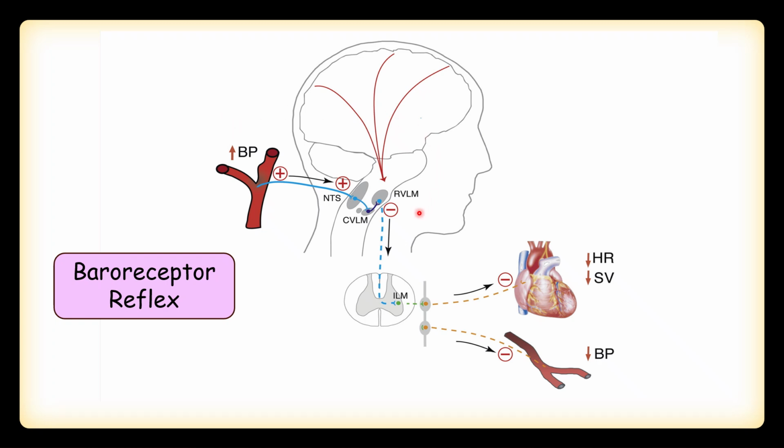So the vasomotor center, in turn, through the intermediolateral column of the spinal cord, causes vasodilatation of the blood vessels, which leads to decrease in BP, and also it causes inhibition of sympathetic output to the heart, which decreases the heart rate and stroke volume. So the increase in BP is followed by decrease in heart rate and decrease in BP. It happens vice versa whenever there is decrease in BP. So this is the relationship between the baroreceptors and the RVLM, which explains the baroreceptor reflex well.